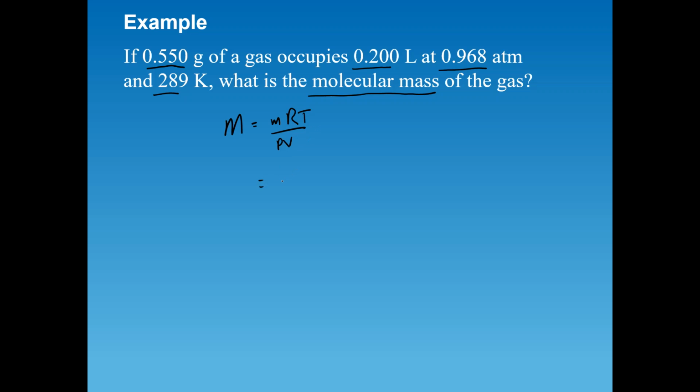So the mass in grams, lowercase m, is 0.550 grams, times R, which is a constant, 0.0821 liters atmospheres over mole Kelvin, times the temperature in Kelvin, which is given as 289 Kelvin. And then we divide all of that by the pressure, which is 0.968 atmospheres, multiplied by the volume, which is 0.200 liters.